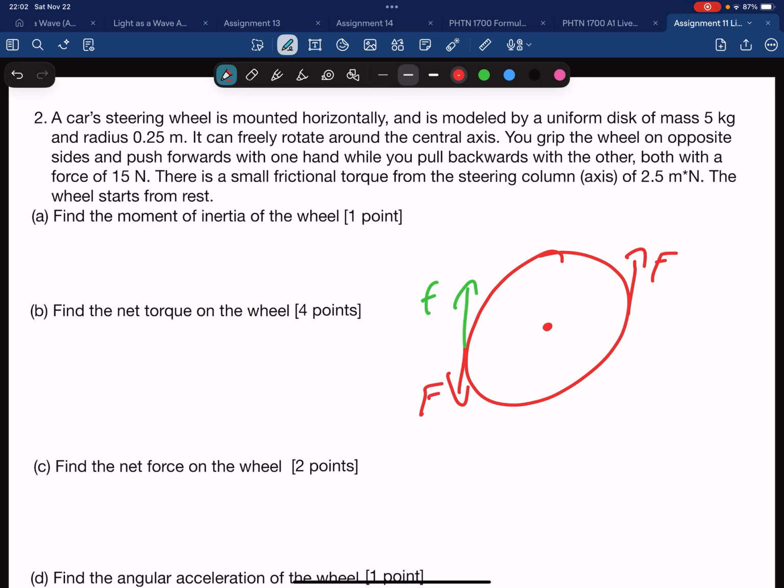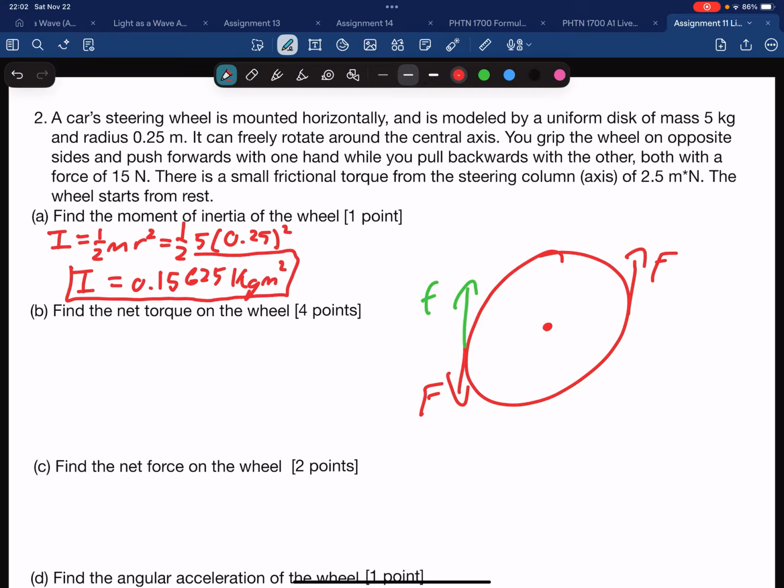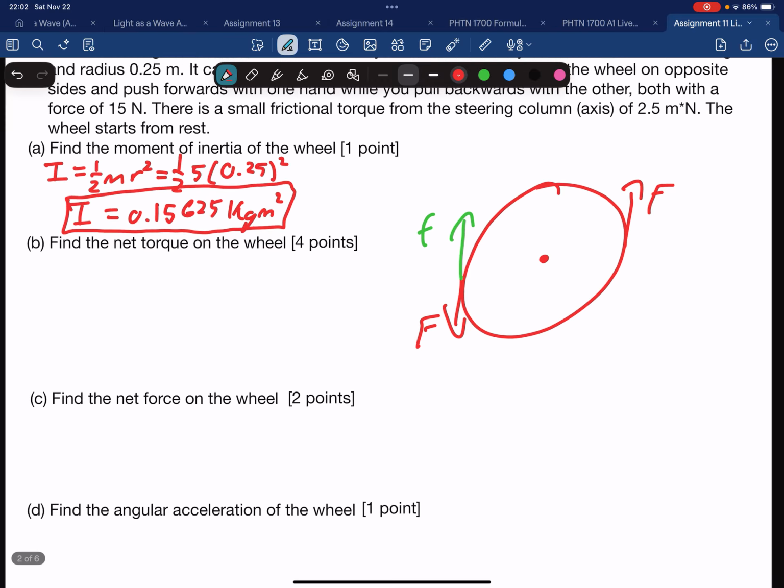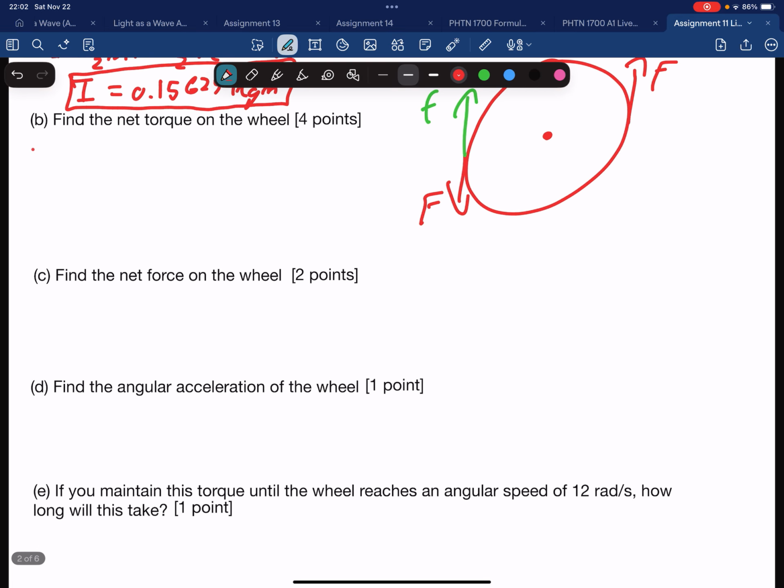Find the moment of inertia of the wheel. So we are told it is a uniform disc, and the formula for that is 1/2 mr squared. Plugging in some values, I got 5 for the mass and 0.25 for the radius. My moment of inertia is 0.15625 kilogram meter squared. I'm leaving a bunch of decimal places because I know I will be needing that number later on. Find the net torque on the wheel.